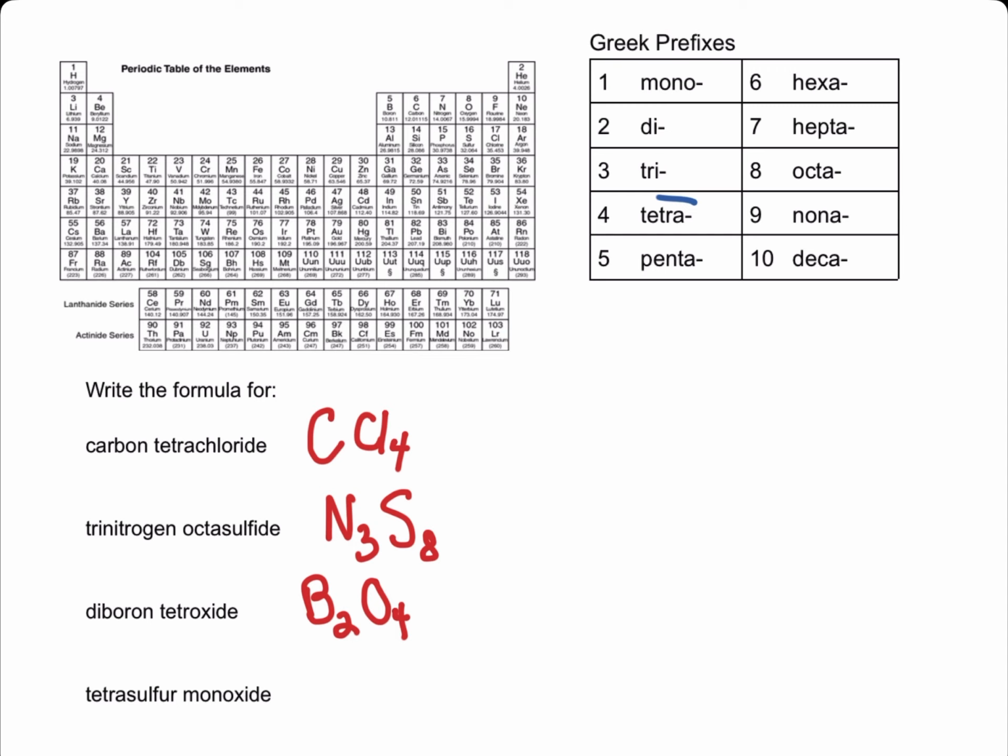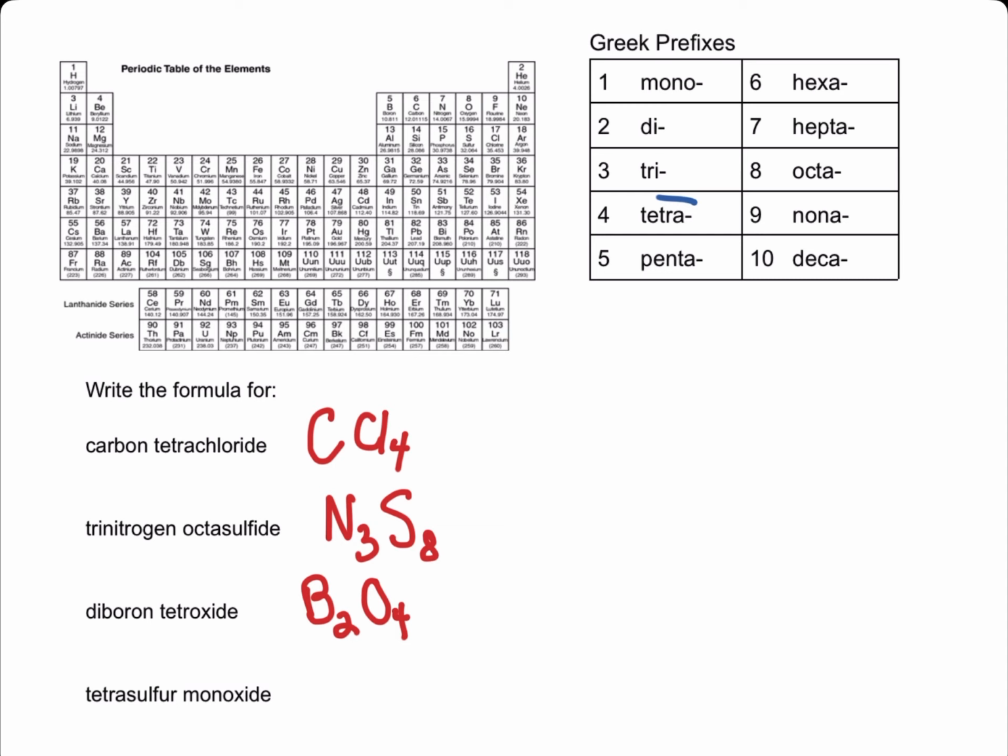Some of you might have noticed that the 2 and the 4 can be reduced, but when we are talking about covalent compounds, we don't reduce the subscripts. The prefixes are going to tell us exactly what the subscripts are. So we should not reduce covalent compounds.